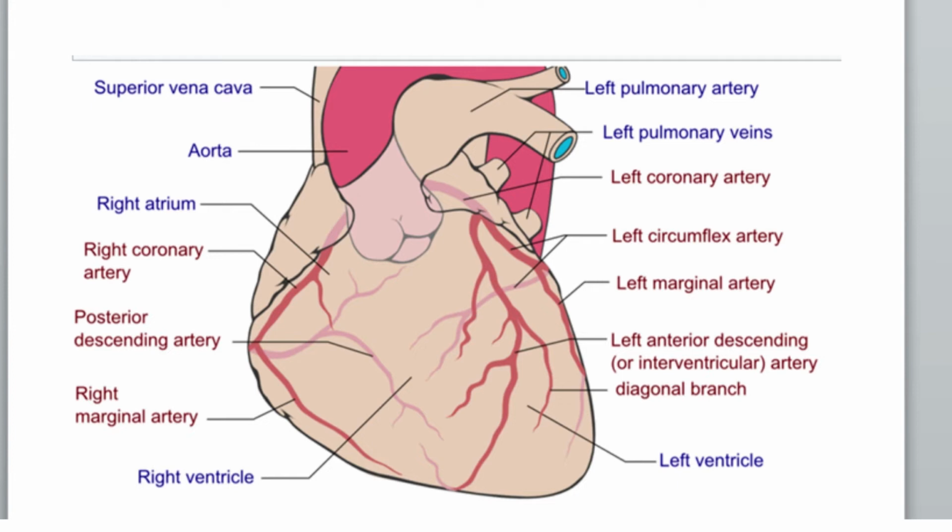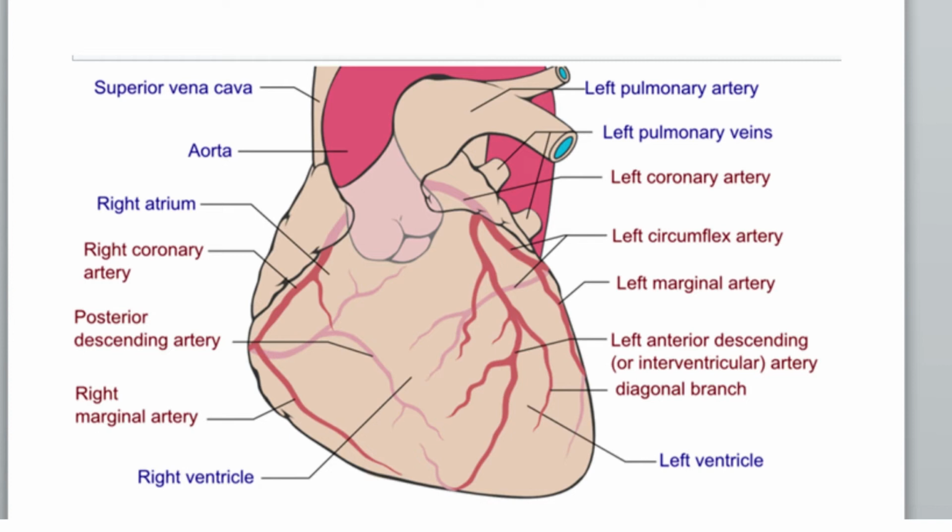Now, we will look at the right coronary artery, or RCA. The RCA descends and gives out a branch that travels at the right margin of the heart and hence is called the right marginal artery, RMA. RMA supplies the right ventricle and the apex of the heart.